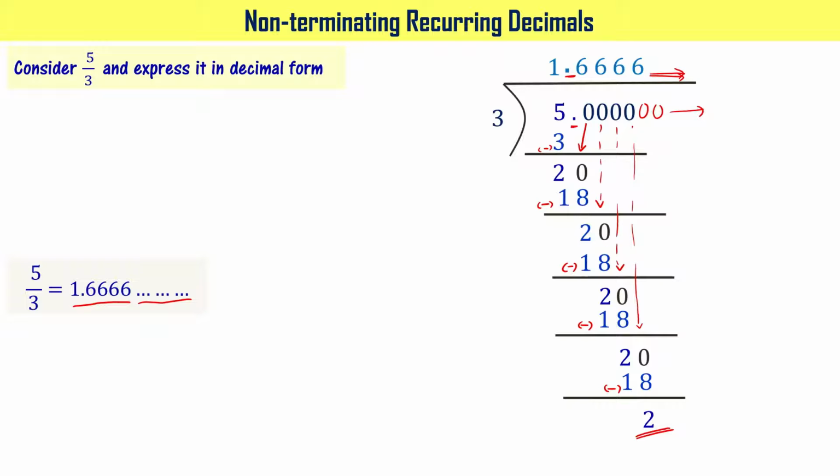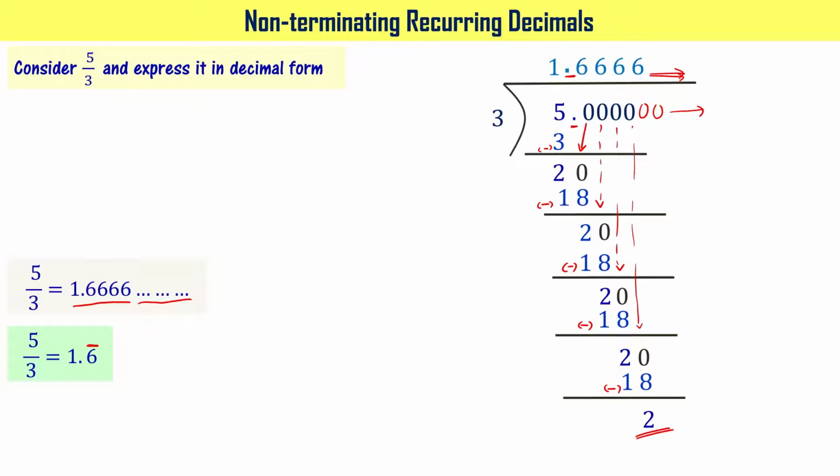So one way to do it is you can write 5 by 3 equal to 1.6666 and so on. Otherwise you can write it as 5 by 3 equal to 1.6 with a bar over the 6. Once you say this over bar, what it means is that it is going to recur, it is going to repeat. Got it?